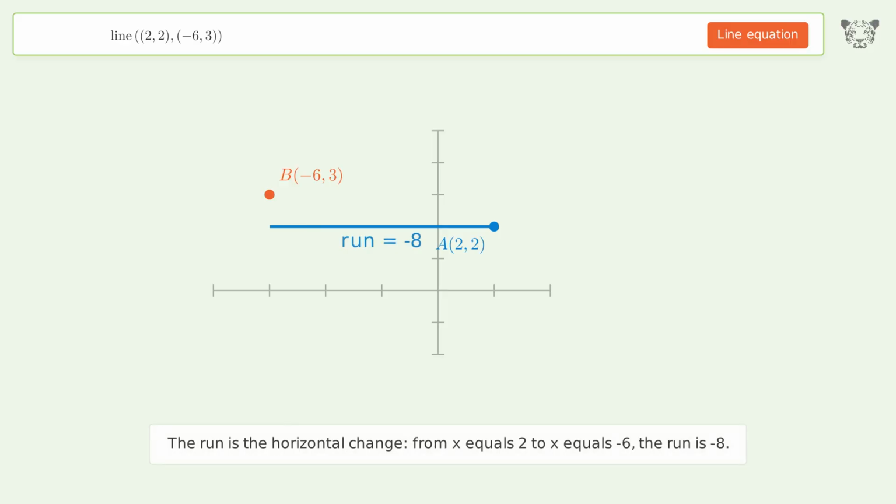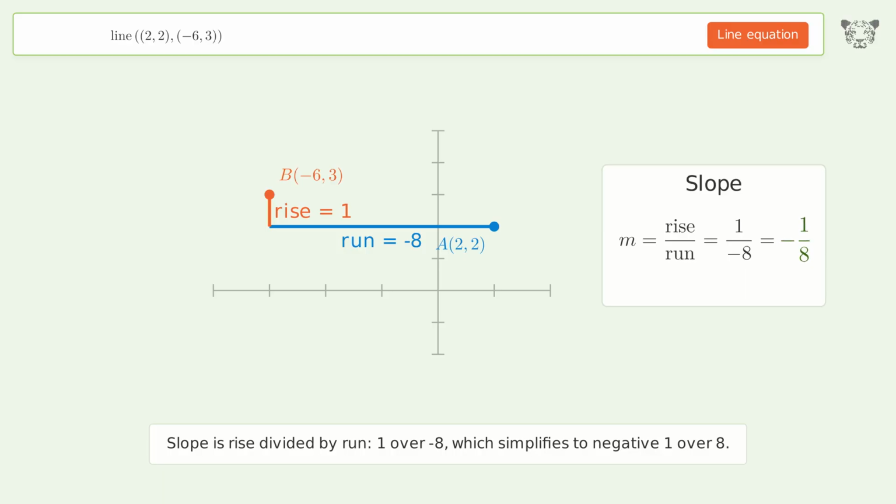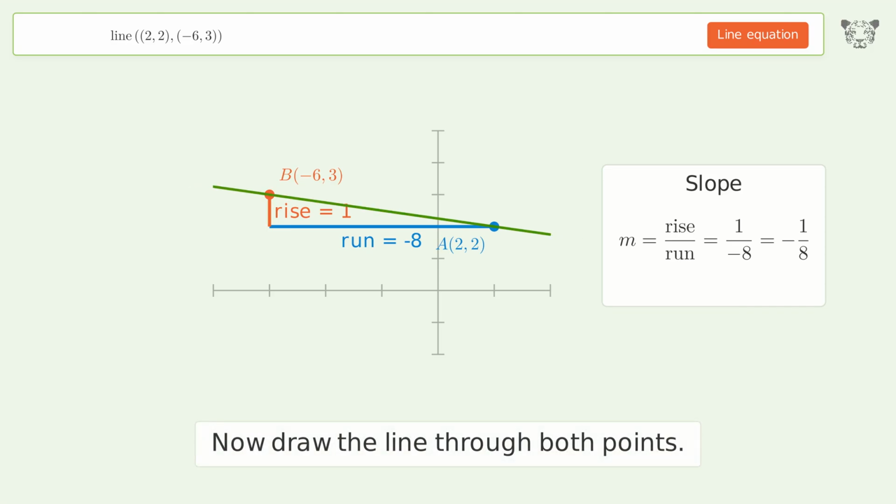The run is the horizontal change, from x equals 2 to x equals -6, the run is -8. The rise is the vertical change, from y equals 2 to y equals 3, the rise is 1. Slope is rise divided by run, 1 over -8, which simplifies to -1 over 8. Now draw the line through both points.